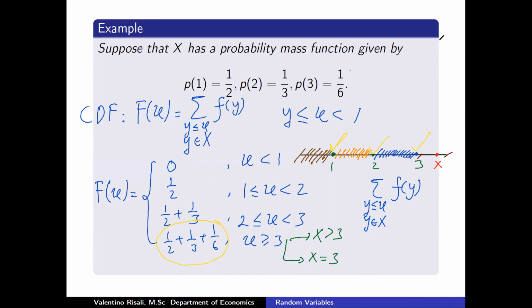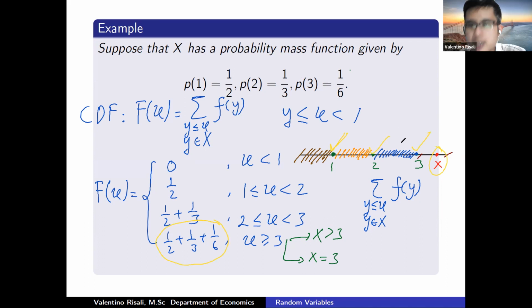Just illustrate it with the real line. And then for the case x equal to 3, you can see that we add this point, and also this point. Okay. Thank you for your question. And I'm sorry, I misinterpreted your question before.